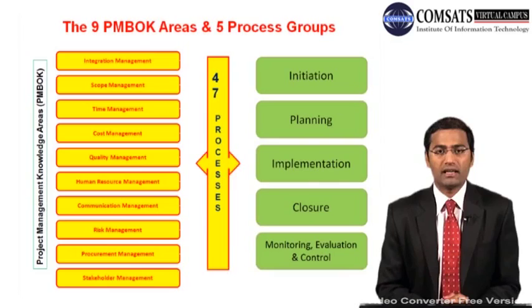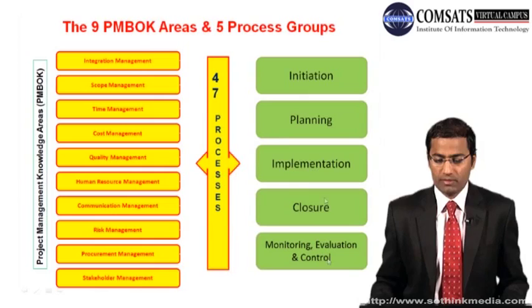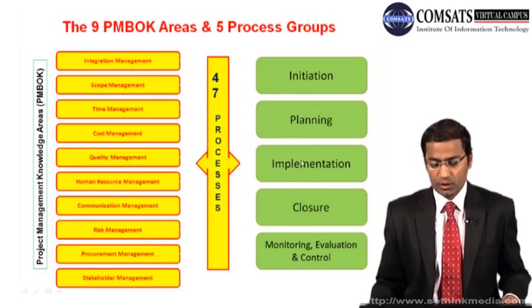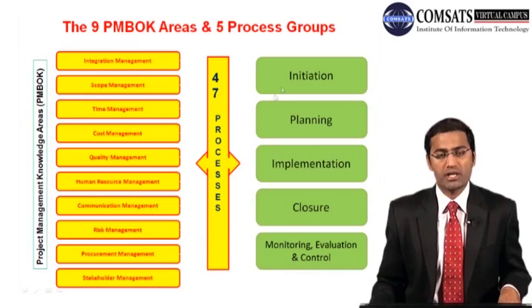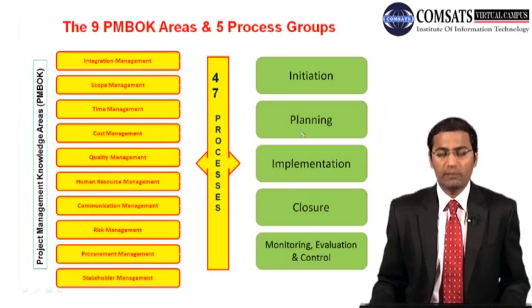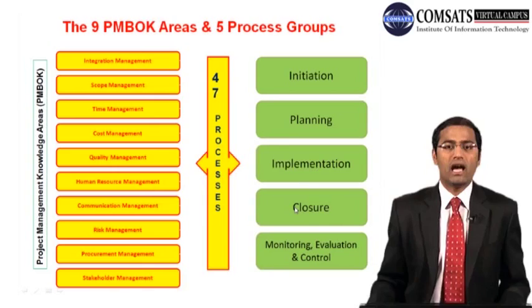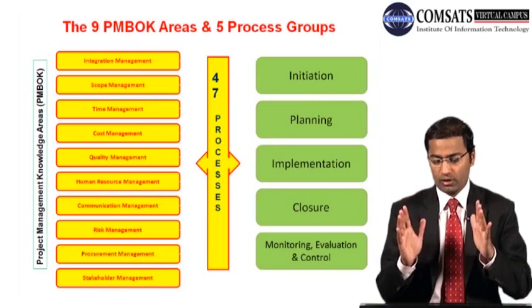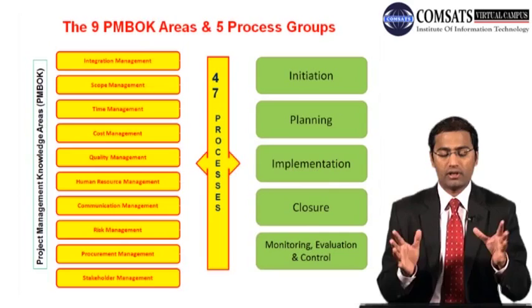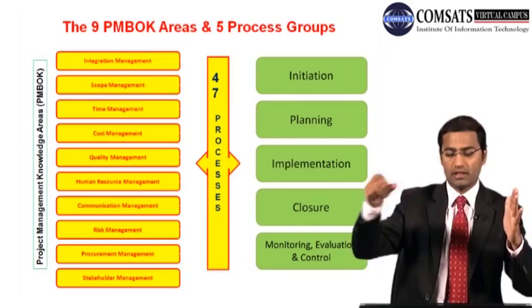And throughout the project lifecycle, we come across different process groups, and there are five of them in project management. The first one is initiation, then planning, implementation, closure. So we initiate the project, and after initiation, we get it approved from the sponsor or the higher management, and then we plan it. After planning, we implement or execute the project management plan we have, and then we go and close. And throughout, from initiation to closure, we are doing the monitoring, evaluation and control part of the life cycle.